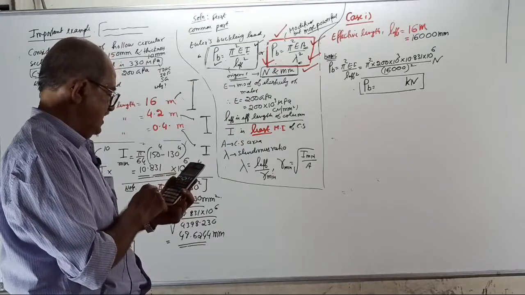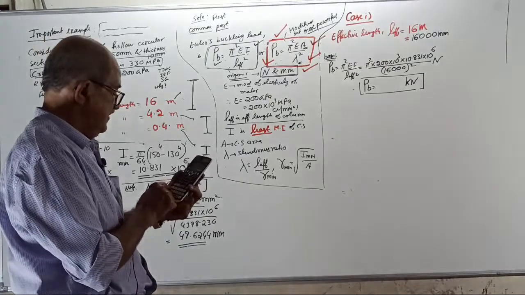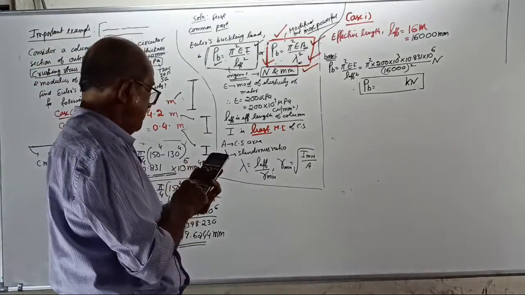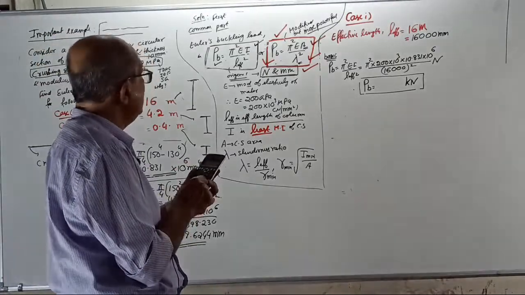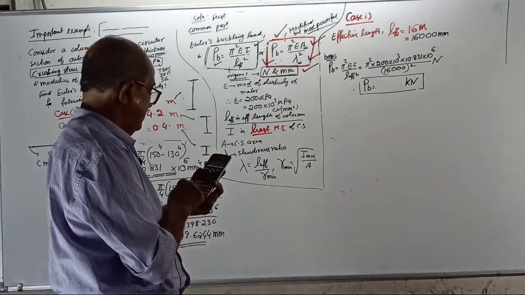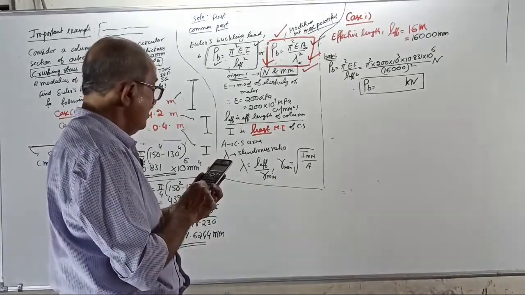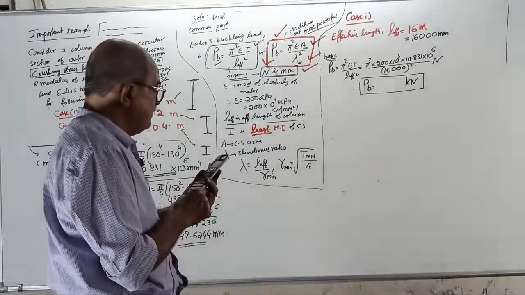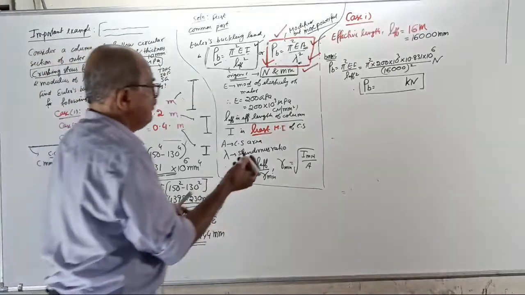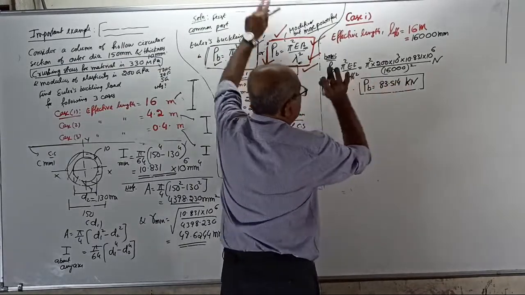Pi square into 200 exponential 3, into 10.831 into 10 to the power 6, divided by 16,000 square, divided by 10 to the power 3. That is 83.514 kilonewton, correct? 83.514 kilonewton. Make a note.